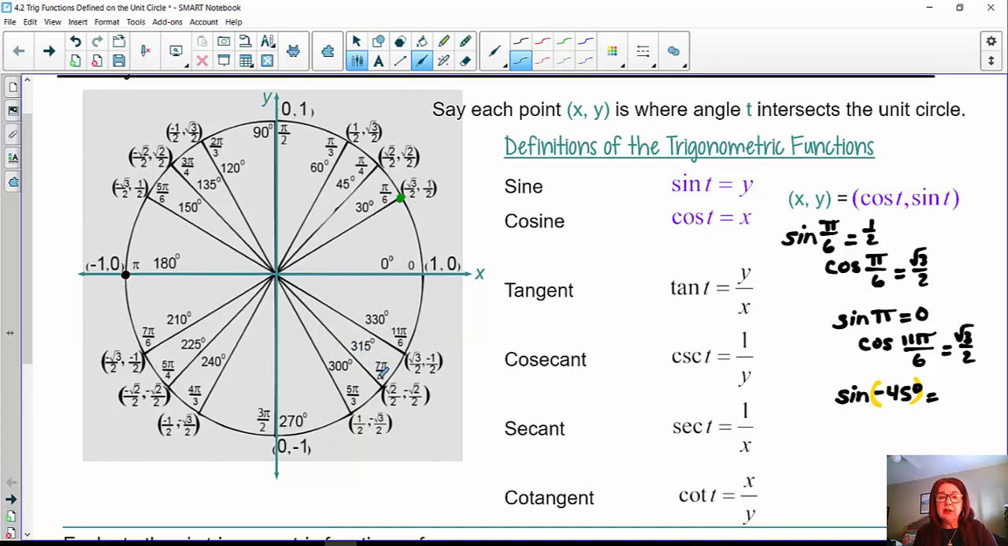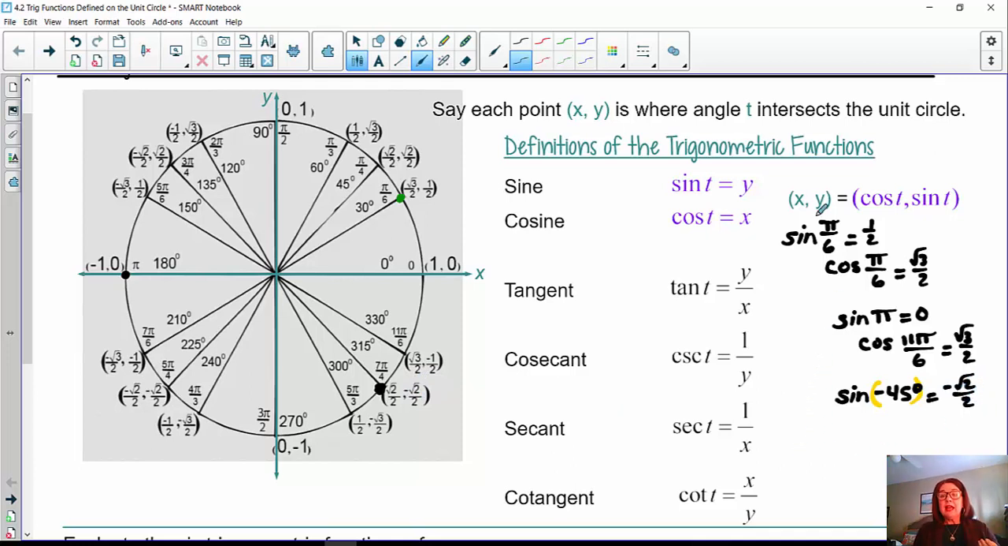With 315 degrees or 7 pi over 4 radians, we're looking at this ordered pair because this is the point where that angle intersects the unit circle. The sine is the y part of the ordered pair, which is negative square root of 2 over 2.